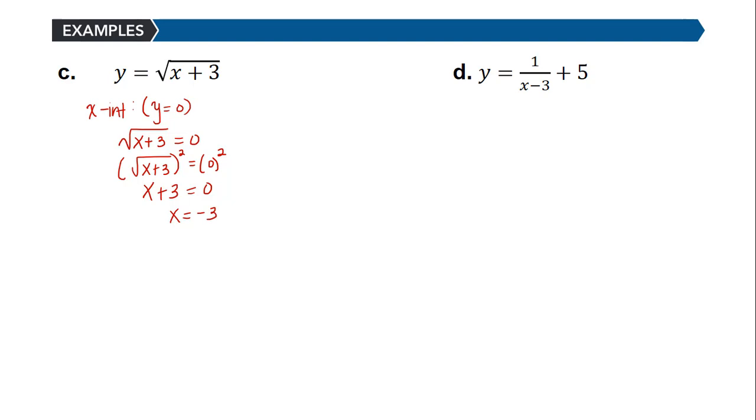If we plug that into the original equation, the square root of negative 3 plus 3 is the square root of 0, which is 0, so it checks. So our x-intercept is the ordered pair (-3, 0).